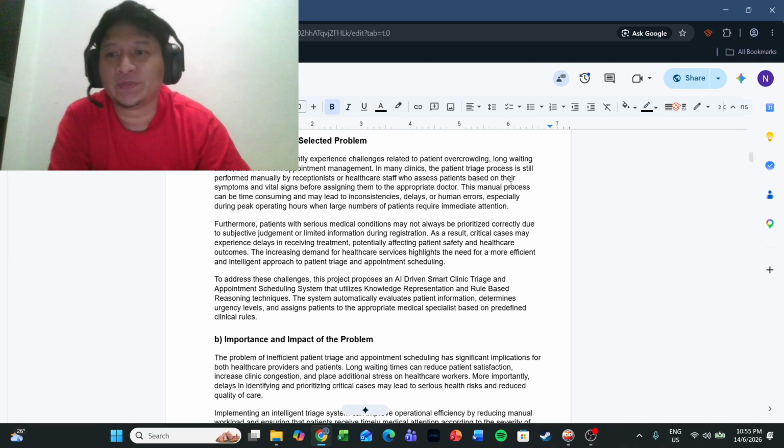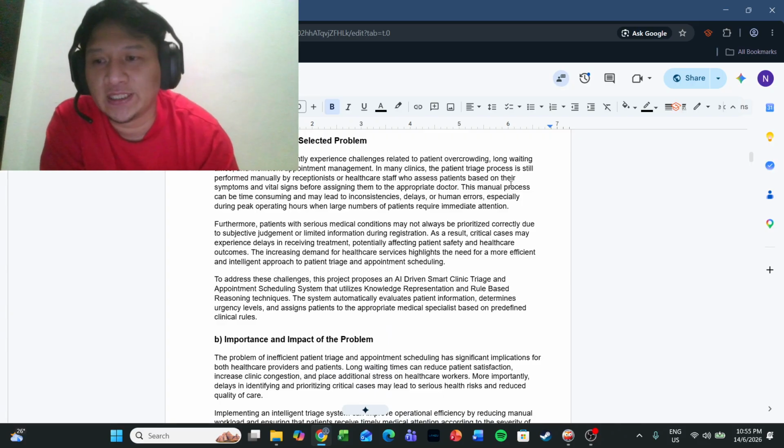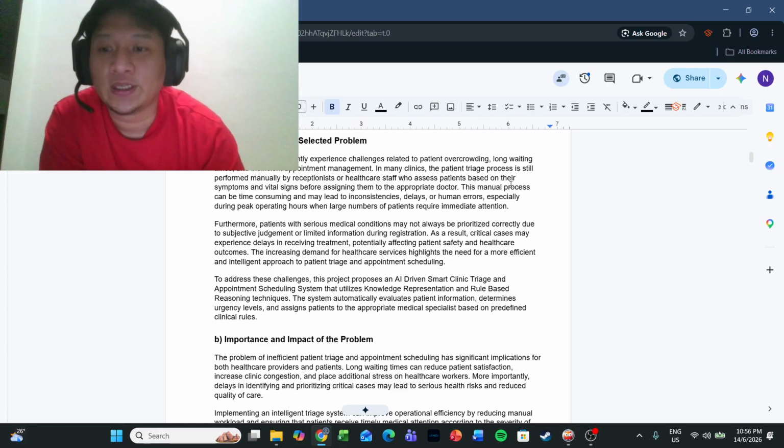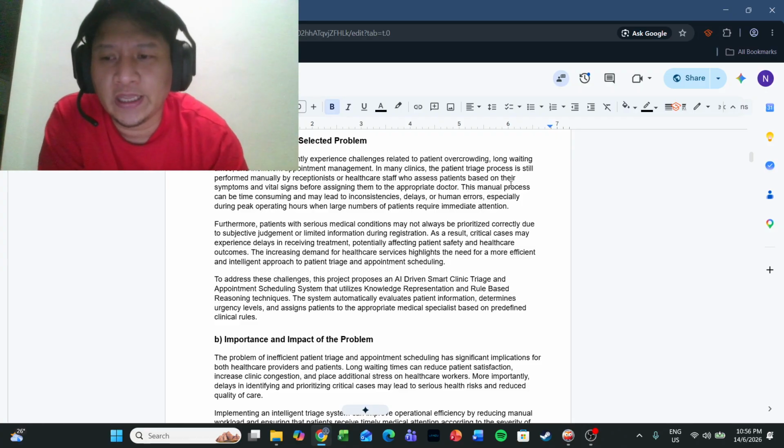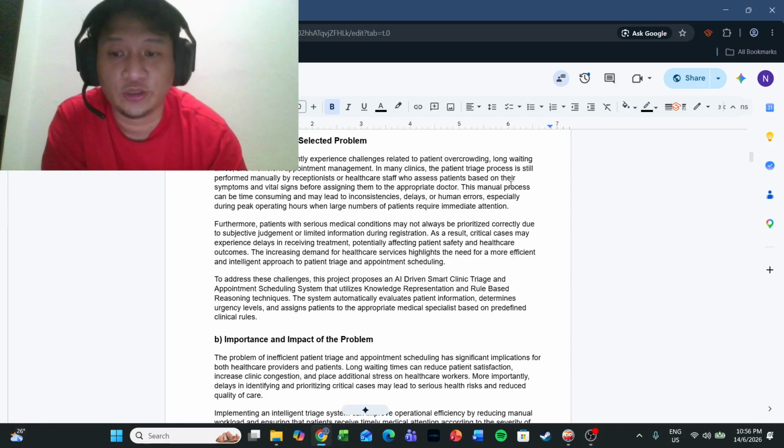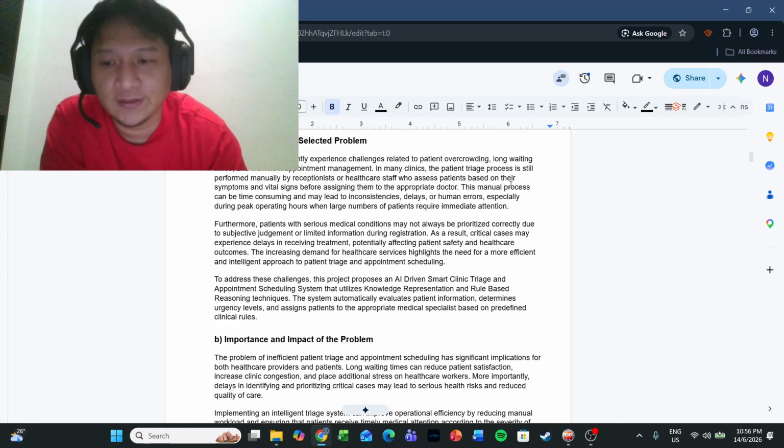Okay, Assalamualaikum. Today we would like to present our project titled AI-driven Smart Clinic Triage and Appointment Scheduling System. This project focuses on improving the patient registration and appointment process in clinics. Many clinics still rely on manual triage where staff need to access patient conditions and decide which doctor they should see. During busy hours, this can lead to long waiting time, delays, and sometimes inconsistent decisions.